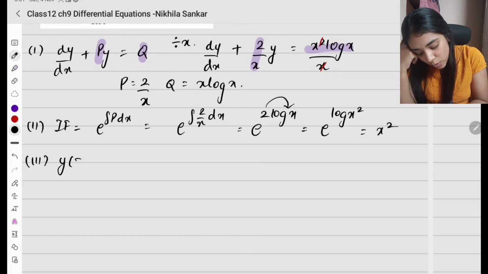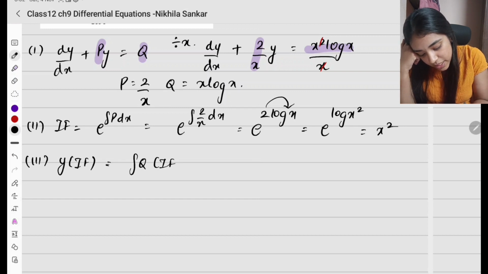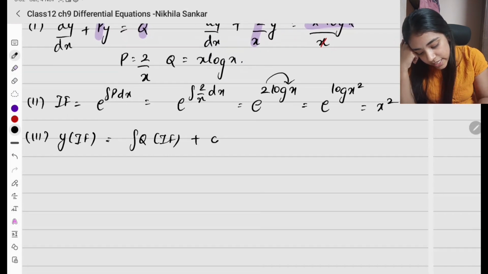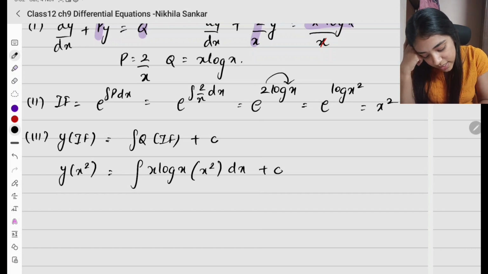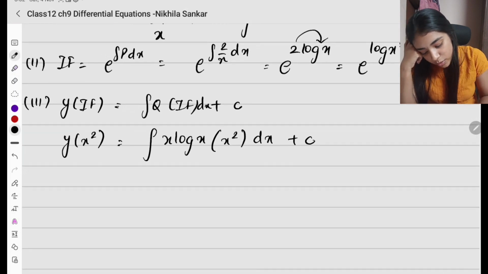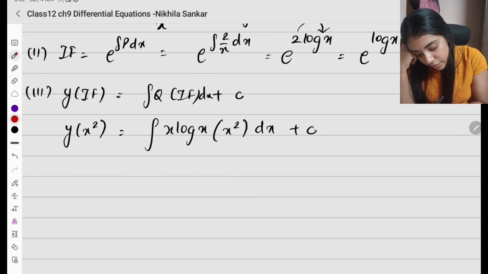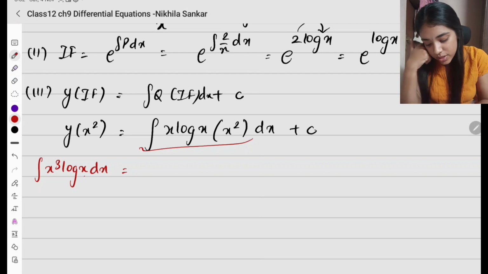Third step, y into integration factor equals integration of q times integration factor plus c, which is y times x square equals integration of x log x times integration factor x square times dx plus c. That's the dx. Okay, don't forget. So I have to find the integral first. இதோட integral கண்டுபிடிக்கலாமா? So I have integral x cube log x dx.